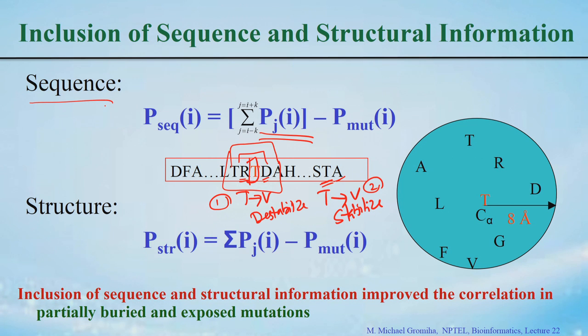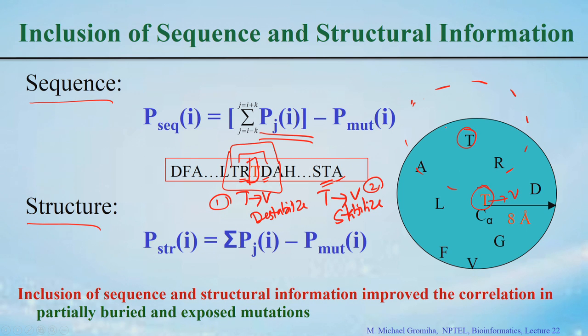We can also include the structure information when you mutate a specific residue. For example, this threonine is mutated to valine. You can see this threonine is surrounded by different residues. Here you have the different circle, surrounded with different residues. You can take into account the residues which are occurring within the limit of 8 angstrom and substitute the values, and if you add this, then the value of this T will change from this T.